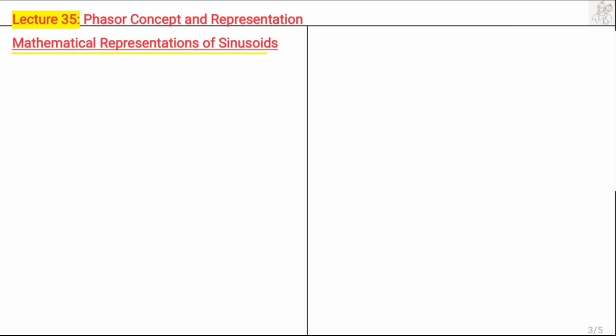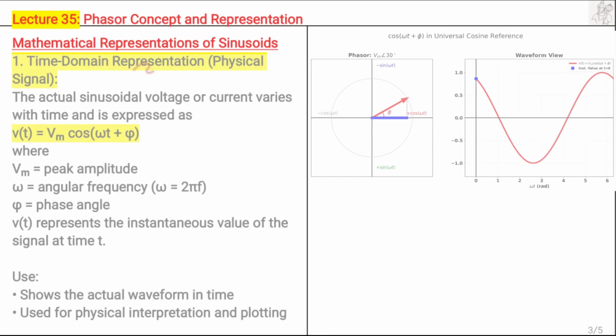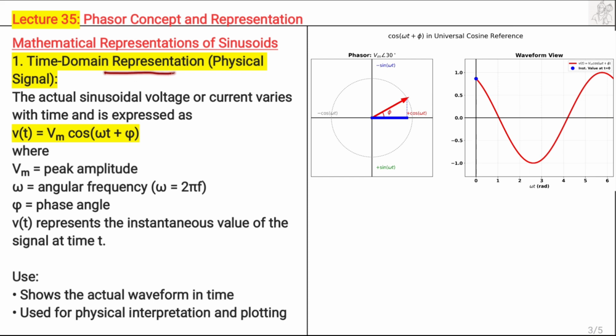Now finally, the mathematical representation of a sinusoid. Let's start with time domain representation. It is a simple representation. Instantaneous voltage is simply Vm cos omega t plus phi, and this is the equation. And in cosine reference phasor form, it is represented by this phasor. So at this instant, the phasor is at this position.